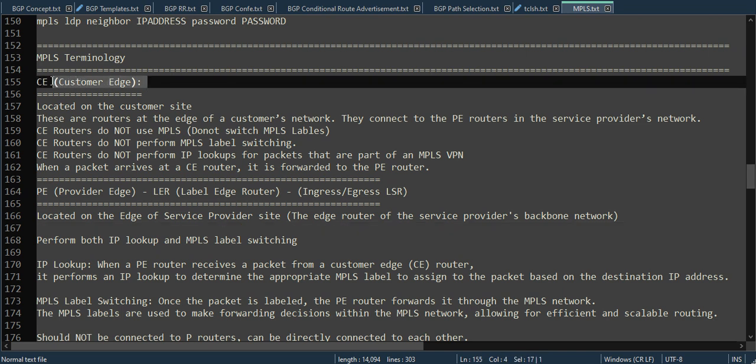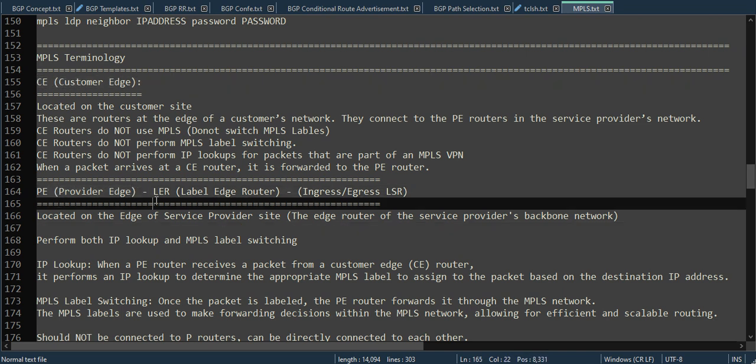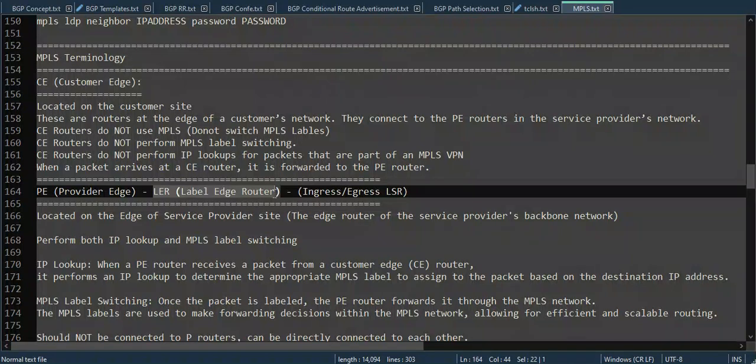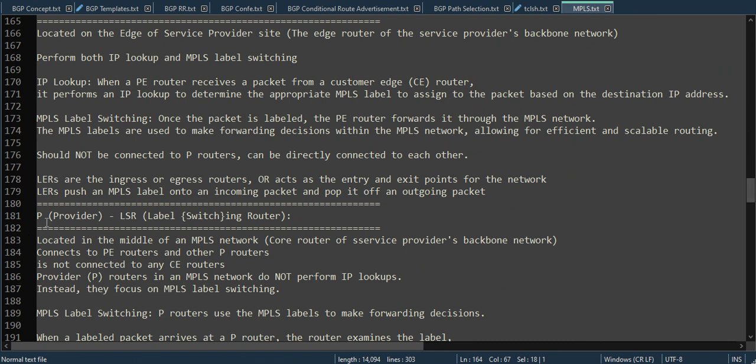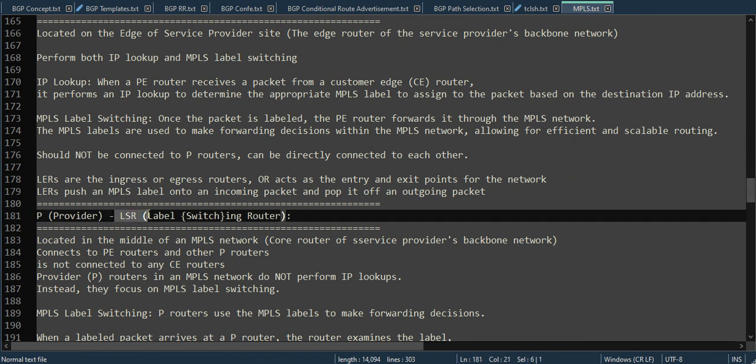CE means customer edge. PE means provider edge. PE is also called edge LSR or label edge router, or it is also called ingress or egress LSR. These terminologies are used for PE routers. CE means customer edge, and the last one is P, or provider, also called LSR, label switch router, or switching router.